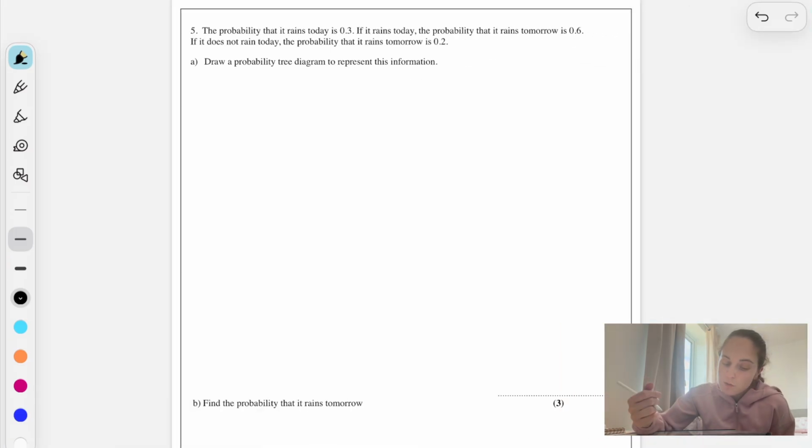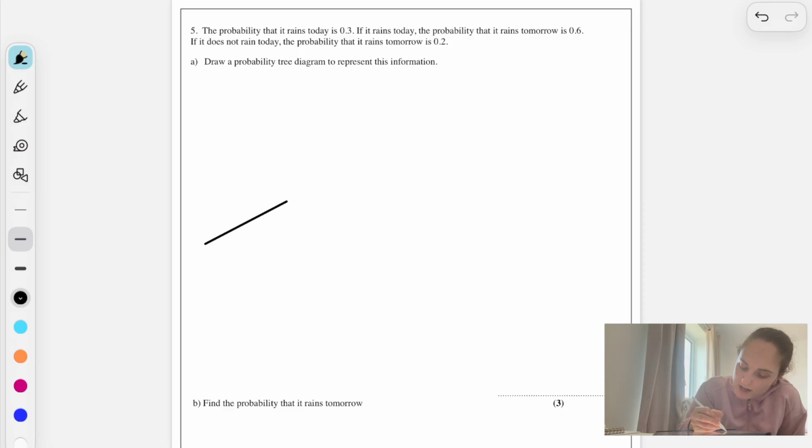This question here, it says the probability that it rains today is 0.2. If it rains today, the probability that it rains tomorrow is 0.6. If it does not rain today, the probability that it rains tomorrow is 0.2. And we need to draw this on a probability tree diagram. So I'm going to draw the branches. So we have rain and not rain.